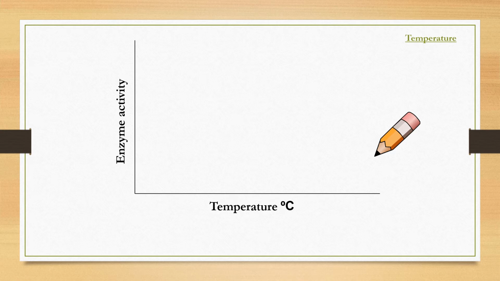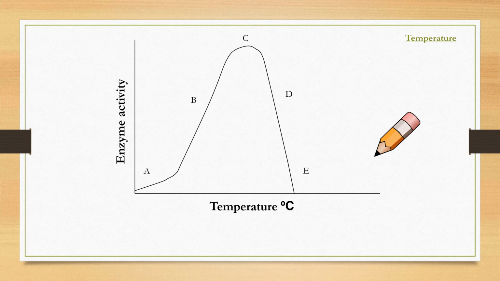In National 5 Biology, you will probably be asked to describe a temperature graph. You'll have your enzyme activity and your temperature in degrees Celsius, and you'll be asked to say what is happening at each stage. This could be a 4-mark question, or you could just get asked what the optimum is, or what's happening at each section. So you have section A, section B, section C, section D, and section E, which I'm going to talk you through.